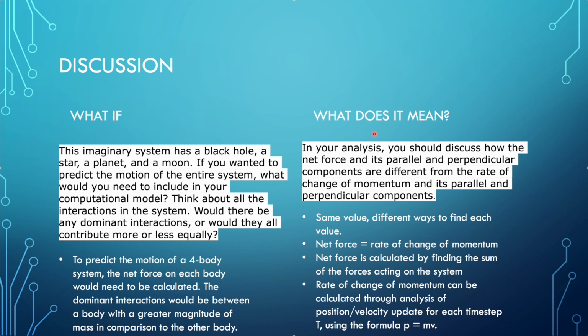And for what does it mean? The net force and the parallel and perpendicular components of the change of momentum are the same. However, net force needs to be calculated by finding all the forces applied to the system, whereas the rate of change of momentum can be calculated using the momentum formula over change in time, which is P equals mv divided by delta t.